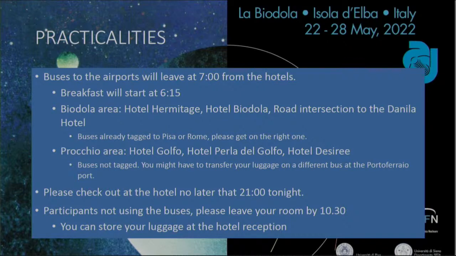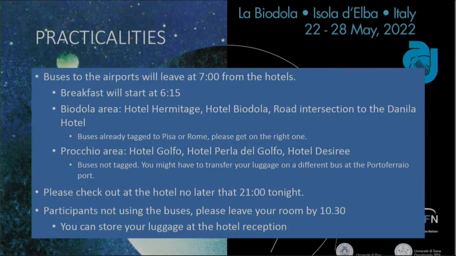Buses will leave to the airports tomorrow at 7 from the hotels. Breakfast will start at 6:15 for those who need to catch the buses. From the Biodola area, the buses are already tagged to Pisa or Rome, and they will start from the Hotel Hermitage, Hotel Biodola, and at the intersection of the Hotel Danila, that the people who stay at the Danila know very well.